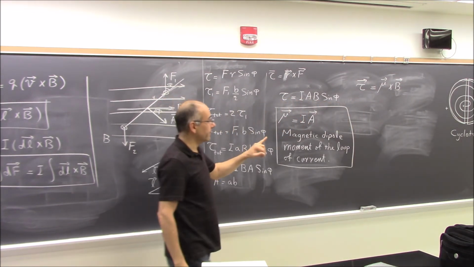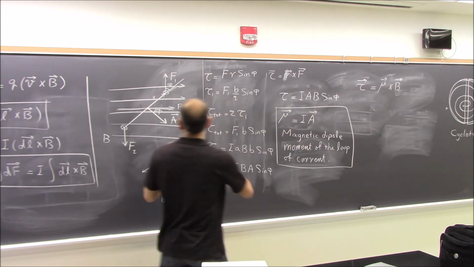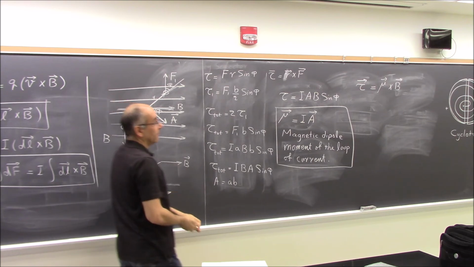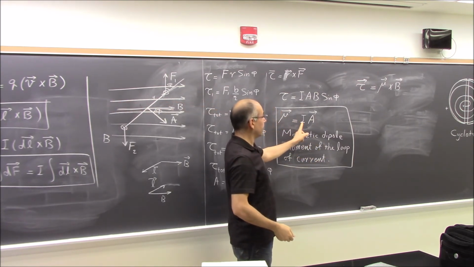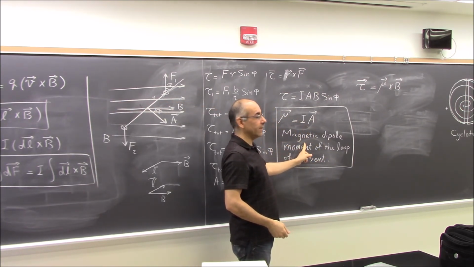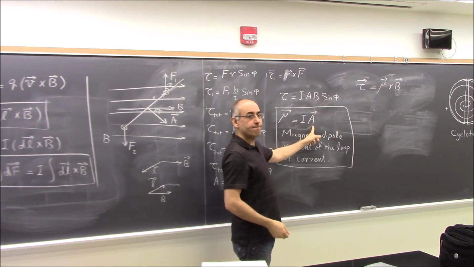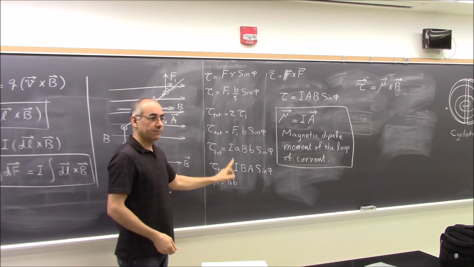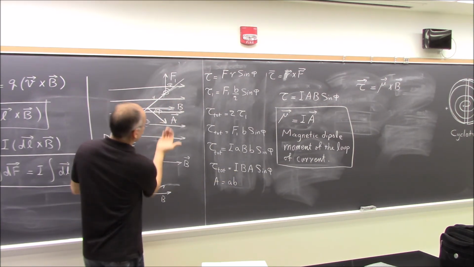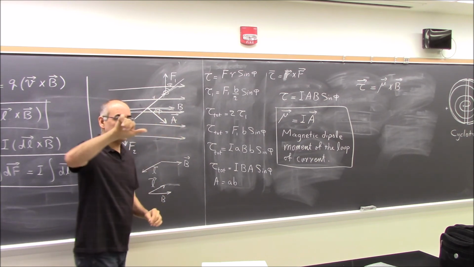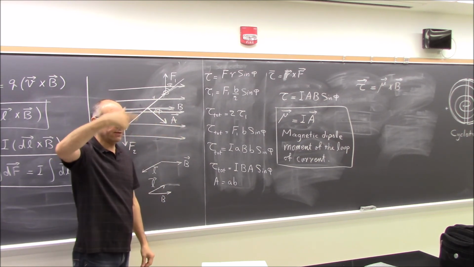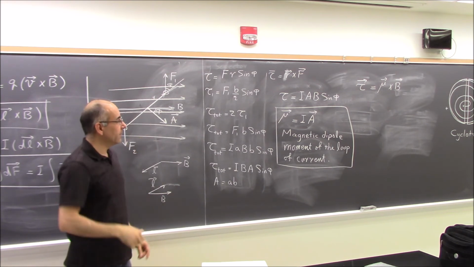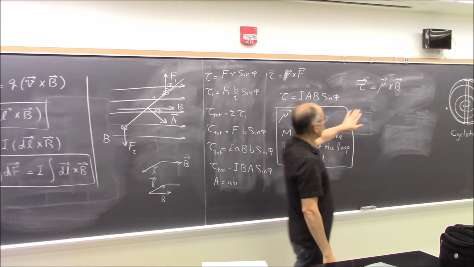So you need to know what this means. This is a torque acting on the loop of current in a magnetic field. Mu is the magnetic dipole moment, I times A. Area vector has magnitude of the area, the direction that comes from right-hand rule. If you put your fingers of the right hand in the direction of the current in the loop, the area vector is perpendicular to the loop and in the direction of your thumb. And torque can be written as mu cross B.